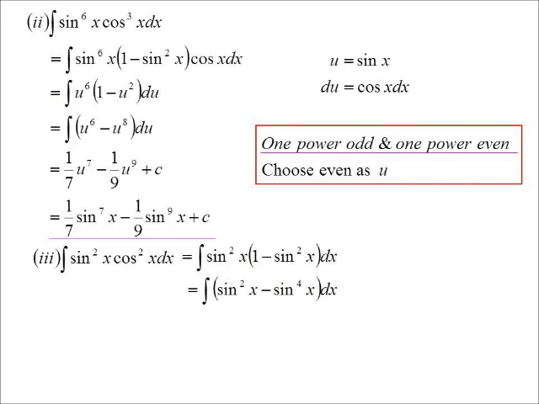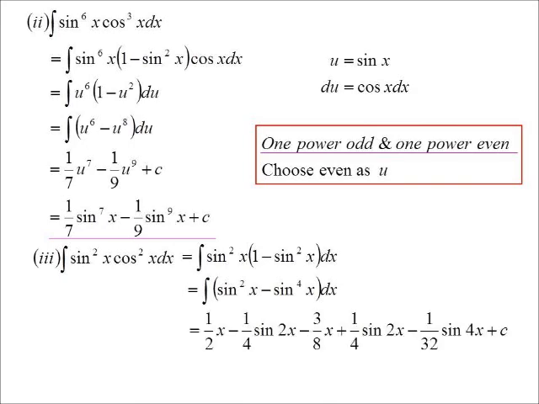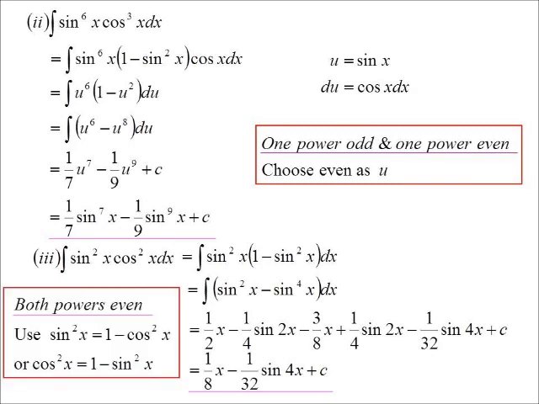Sine squared, and I think I've cheated a little bit here, because we already did those, so rather than me working them out again, I've just written down the answer I got before for sine squared and sine to the power of 4, and then I just pull that all together. Okay. So when they're both even, you're either going to use sine squared equals 1 minus cos squared, or cos squared equals 1 minus sine squared. Again, I would rearrange the lower power, because that's going to be the easier expansion to do. In this case it didn't matter because they were both equal to 2.